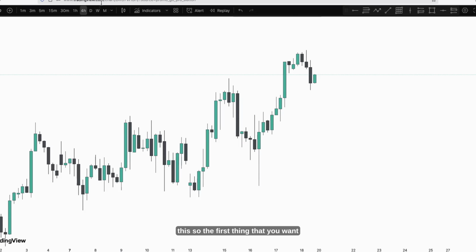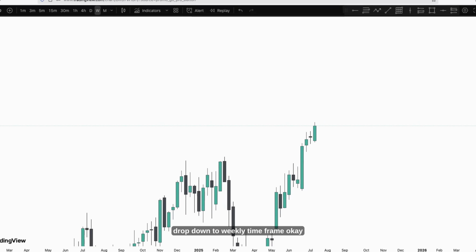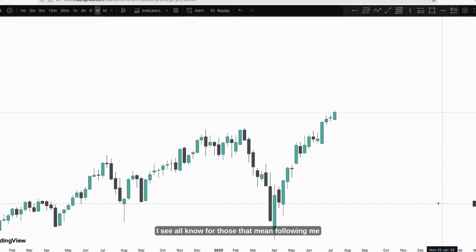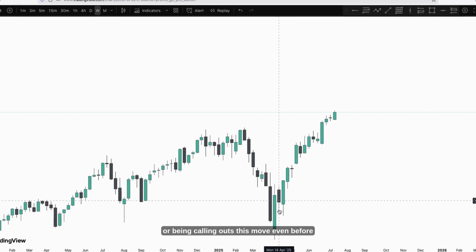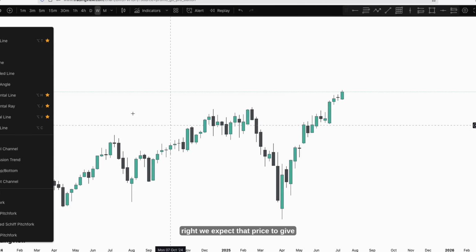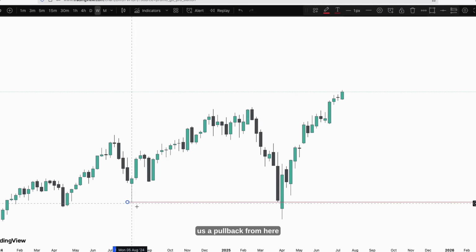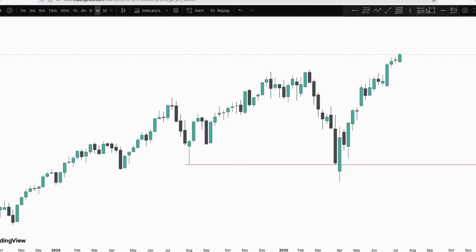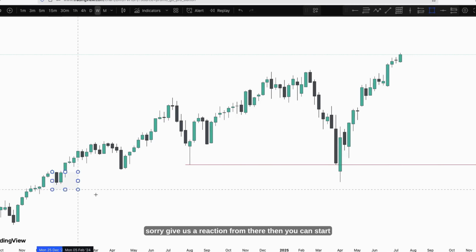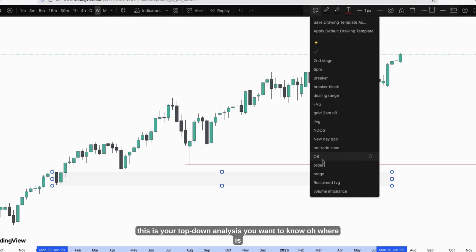So the first thing that you want to do is drop down to the weekly time frame. Okay, as you all know, for those that have been following me, we've been calling out this move even before it all started, right? We expected price to give us a pullback from here, give us a reaction from there, then we can start getting those pullbacks from here. Okay, so this is your top-down analysis.